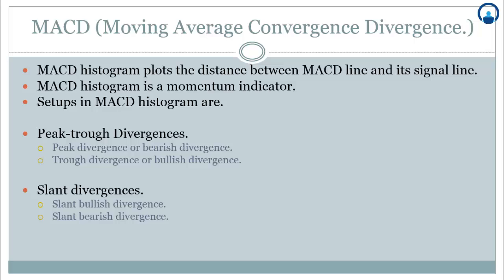We learned for peak and trough divergence setups, you need two distinctly identifiable peaks and two distinctly identifiable troughs or bottoms in histogram. Whereas in slant divergences, these divergences are made on a single peak but at reaction of prices. There are slant bullish divergence and slant bearish divergence which can be traded.